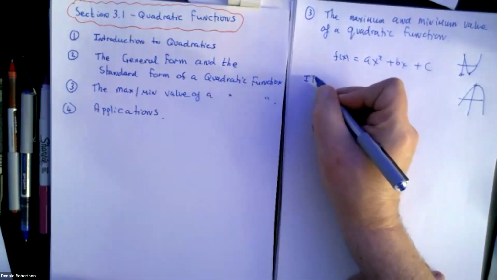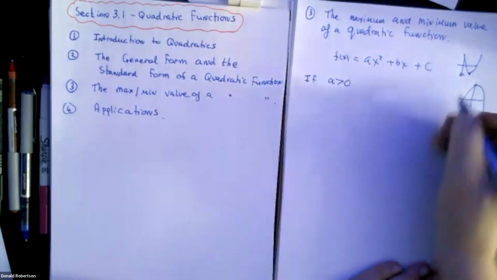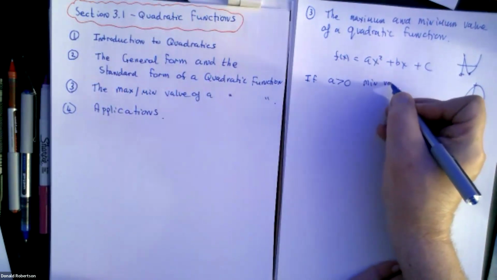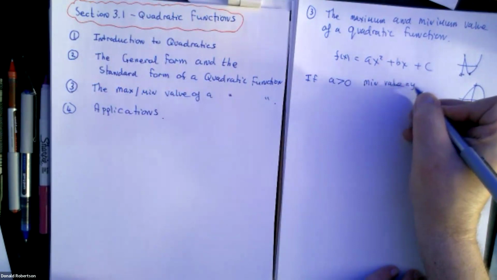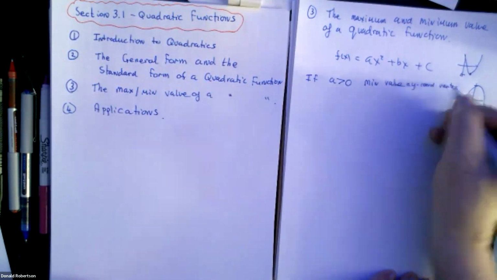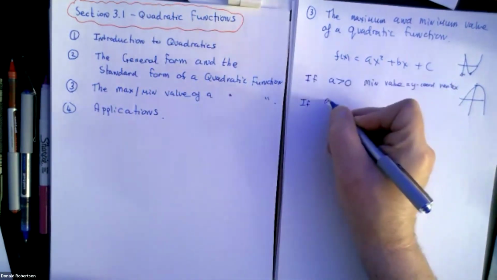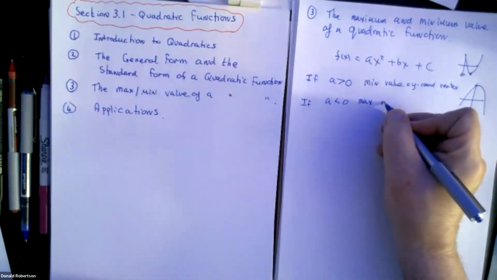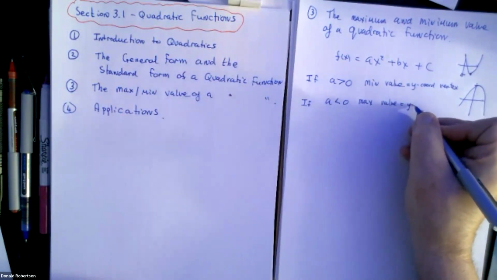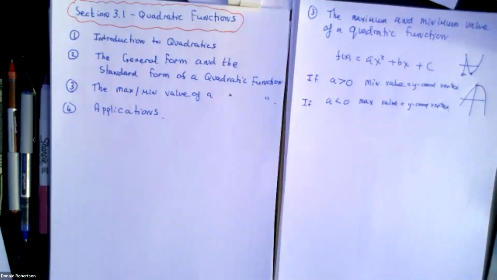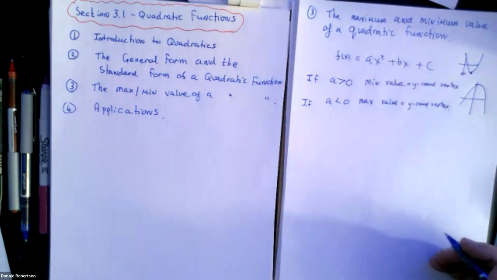So here's our first thing. If a is greater than 0, which means it's that shape, it has a minimum value. The minimum value will be the y-coordinate of the vertex. If a is negative, which means it's that shape, it's going to have a maximum value, and that will be equal to the y-coordinate of the vertex. So for these questions, all you really need to know is what's the y-coordinate of the vertex, and is it a max or a min?